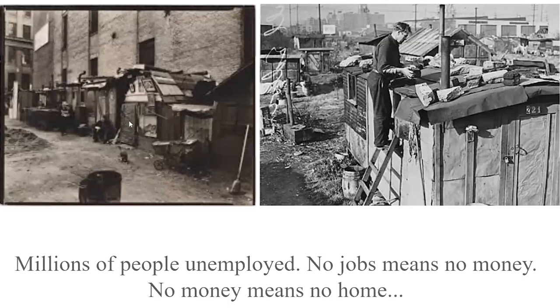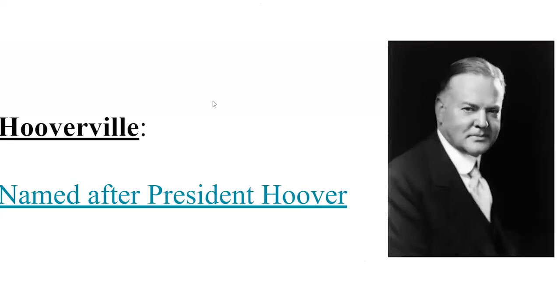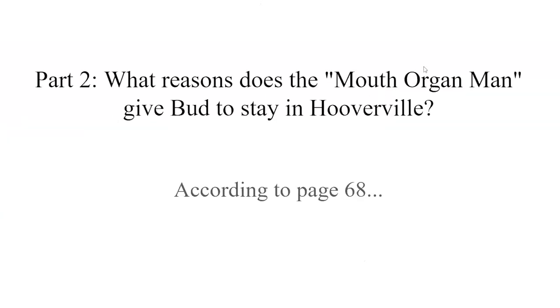So these little shanty towns is what they're called. They were made out of cardboard or tinfoil or anything people could find, and they would live in these little communities. Well, in our story that we're reading, the mouth organ man, we don't even know the man's name, but they called him the mouth organ man, gives Bud a reason to stay in Hooverville. So your job is to go to page 68 and find out, what was that guy's reason? Why was he trying to convince Bud to stay in Hooverville?